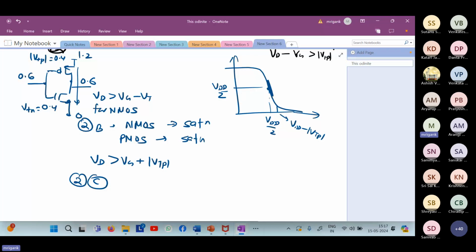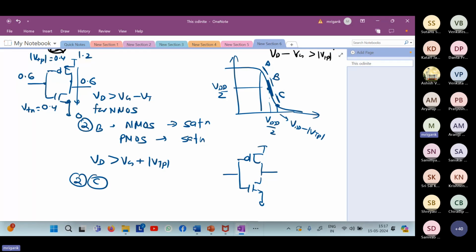So close to this point, what is going to happen? Again, I will just put some tentative numbers. In this region, I have divided the central region into three parts: upper region, lower region, mid region. So I'm talking about the C part, A, B, C. C part, assuming that the output is close to VDD minus mod VTP. That means, sorry, the input is close to VDD minus mod VTP.